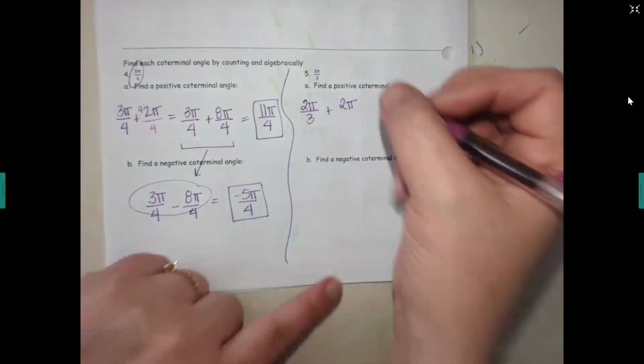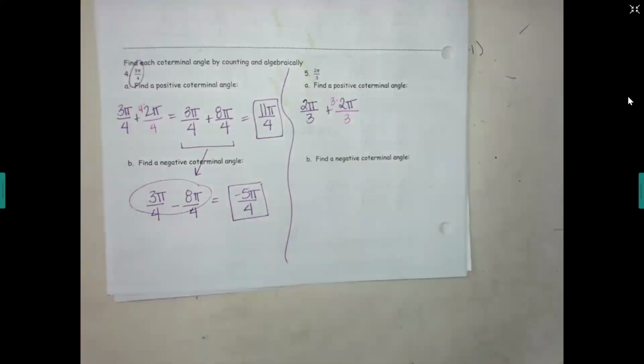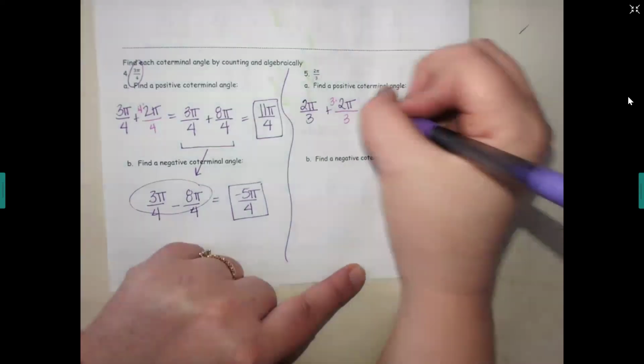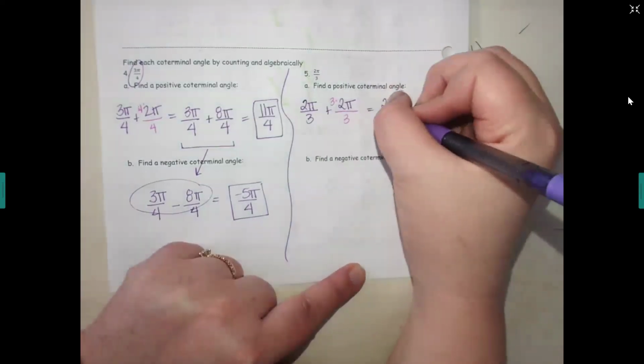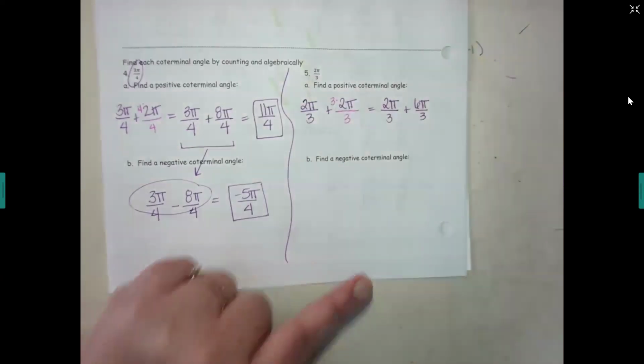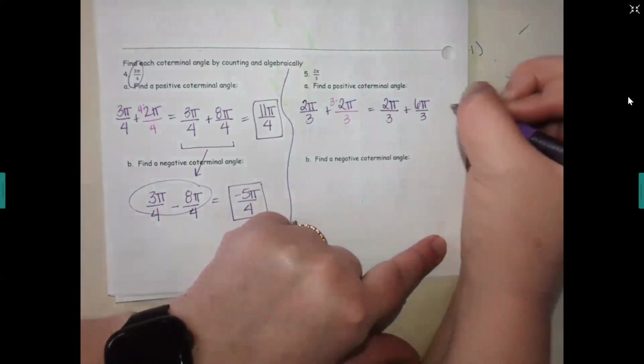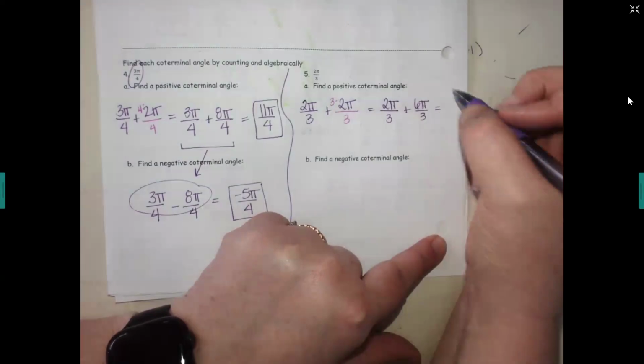So when I place that 3 on the bottom, I'm going to also multiply it on top. Which means what's going to happen to my 2π? Now it's 6π. So I have 2π thirds plus 6π thirds. Now that the bottom number is the same, called a common denominator, you can add the tops together. What is 2π plus 6π? 8π thirds.